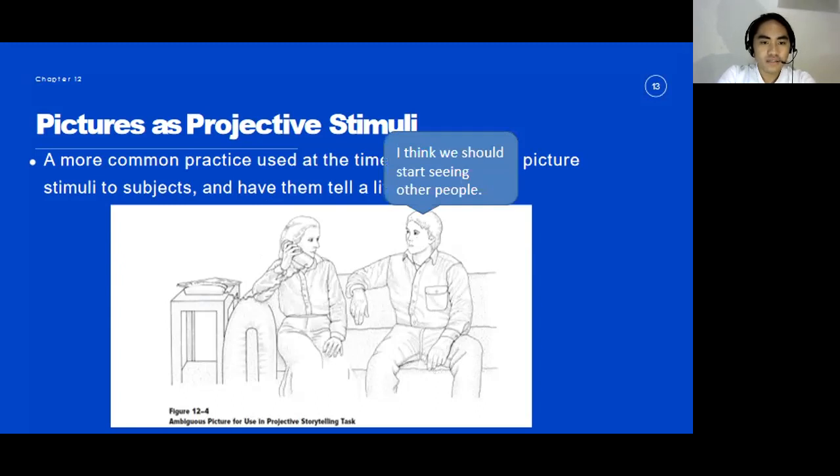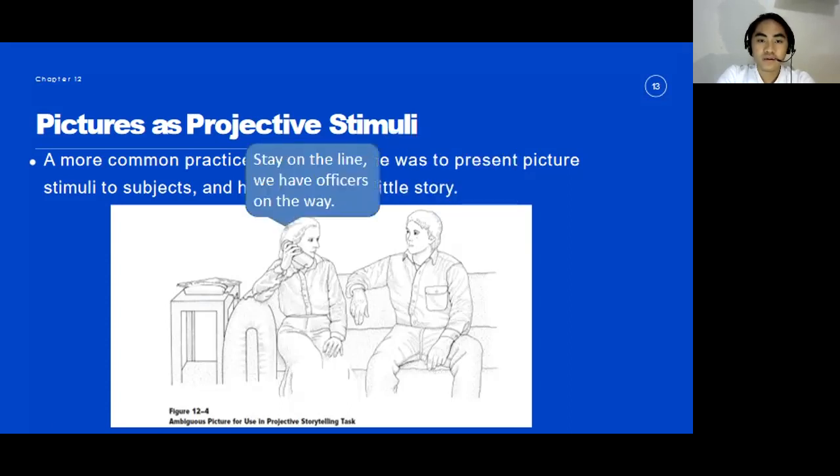So let's have a look at this example. "I think we should start seeing other people." That is not a good sign. Maybe the relationship is in breakdown, or maybe I'm non-monogamous. Maybe that gives you some insight about the personality or the feelings of the patient.